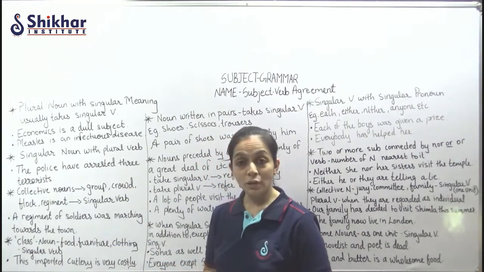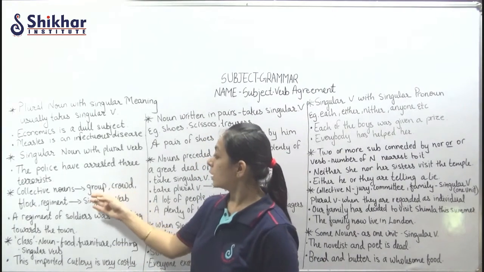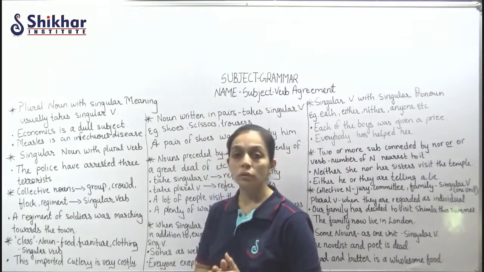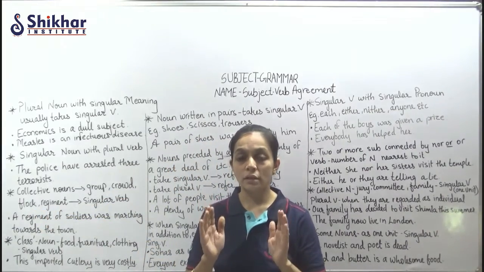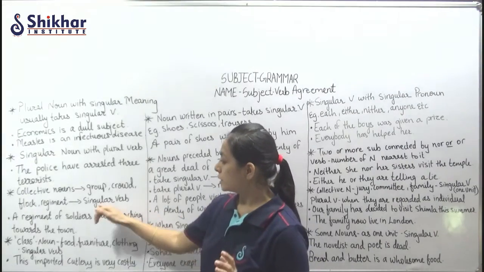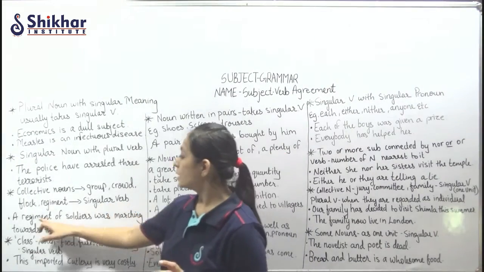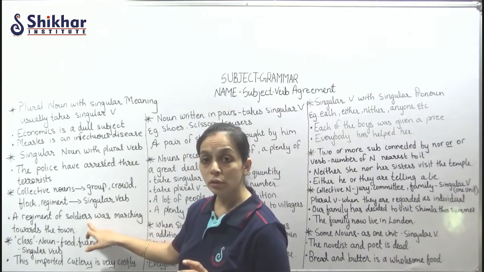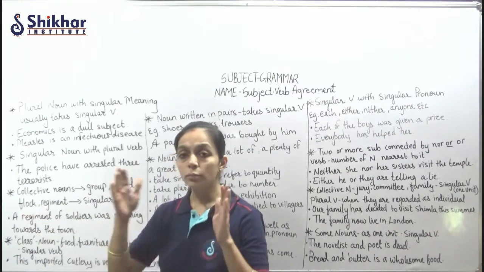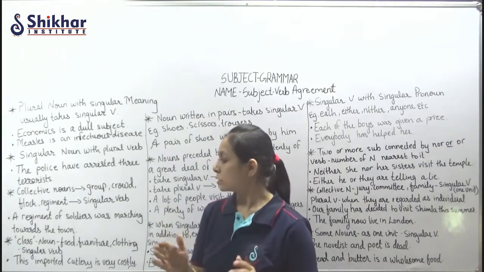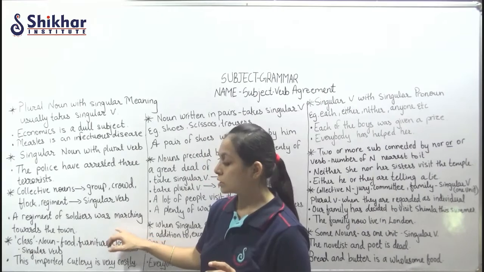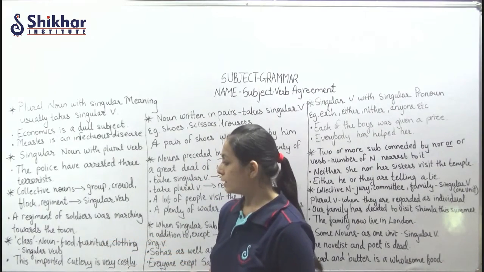Then collective nouns, like group, crowd, flock, regiment, are considered as one unit. So we take a singular verb. A regiment of soldiers. Though soldiers is a plural noun, the regiment is counted as one whole unit. So a regiment of soldiers was marching towards the town, right?